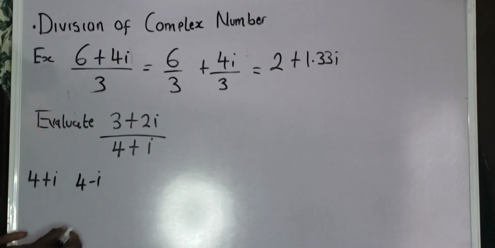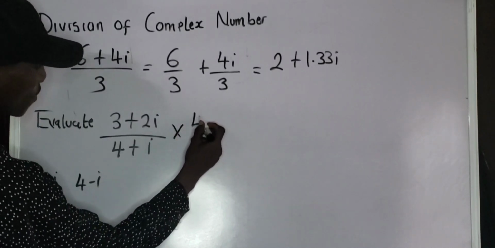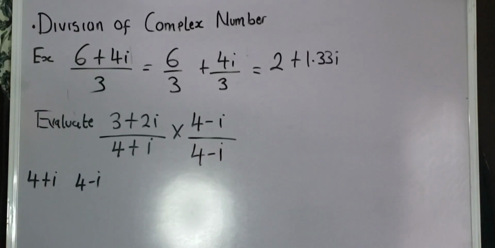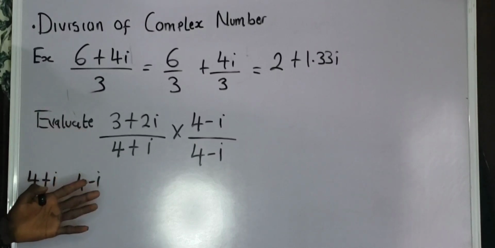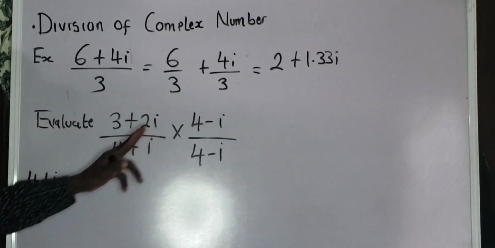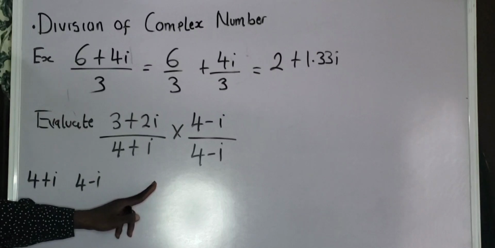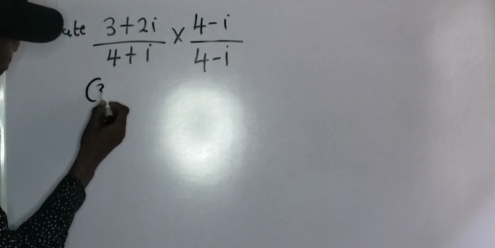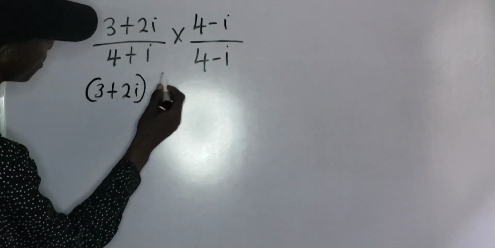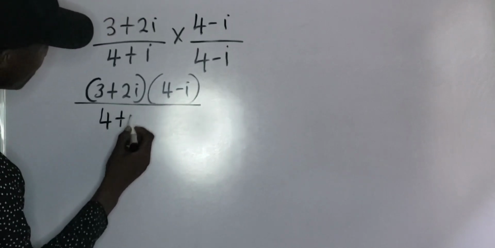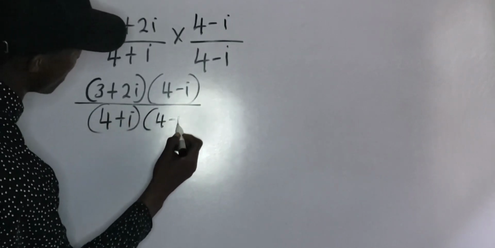So, the next step I'm going to do is multiply both the numerator and the denominator by 4 minus i, that is, (4 minus i) all over (4 minus i). Please, I want you to pay attention. Whenever you are asked to evaluate the division of a complex number, the first thing you have to do is multiply both the numerator and the denominator by the conjugate of the denominator. So now, let us proceed. I'm going to have (3 plus 2i)(4 minus i) all over (4 plus i)(4 minus i).